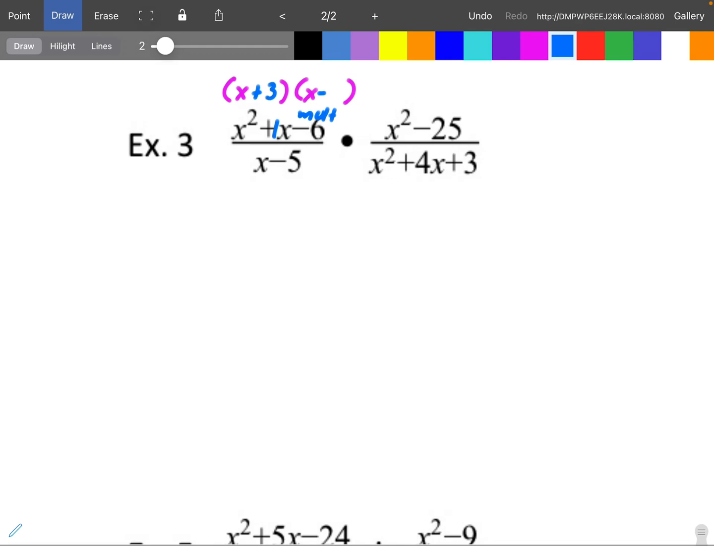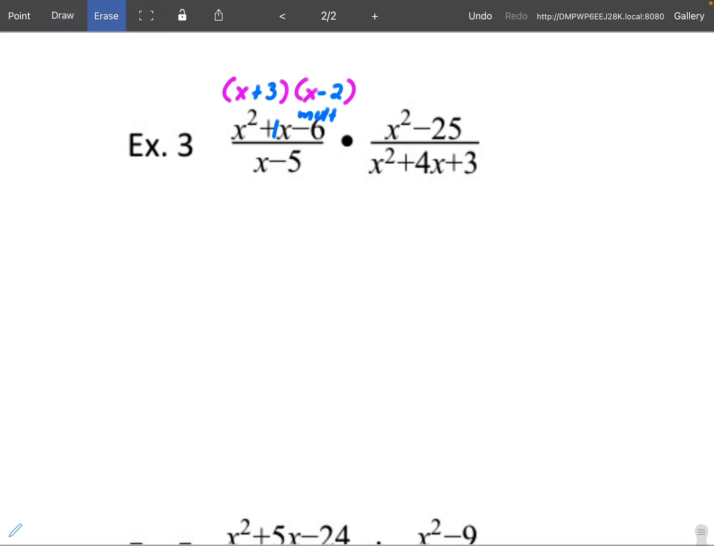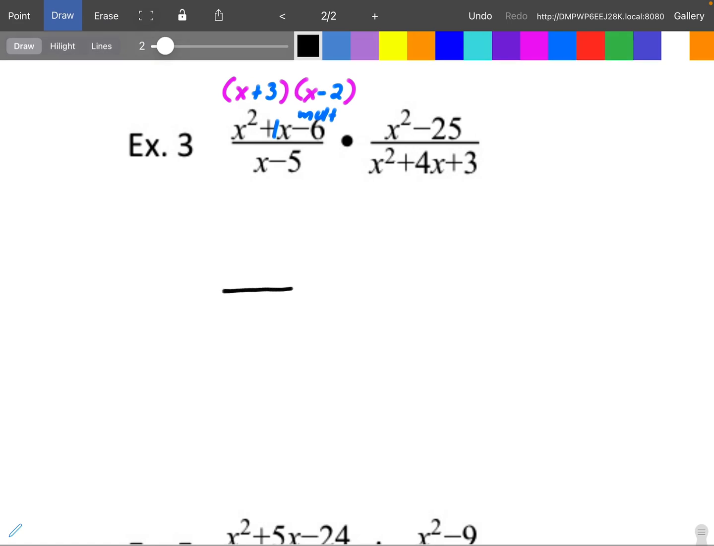Now, the 3 will have to be positive and the 2 will have to be negative, because if I have those reversed, then they would combine to give me -1, not +1. And I need it to be a +1. All right, so that's done. So our first fraction, factored out, is x plus 3 and x minus 2. Now we still need to look at the denominator, and I'm actually going to move that down a little bit further.